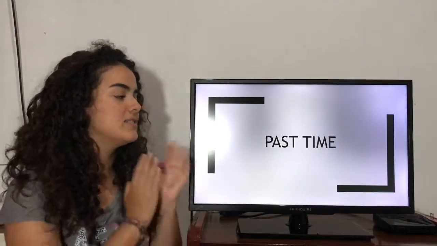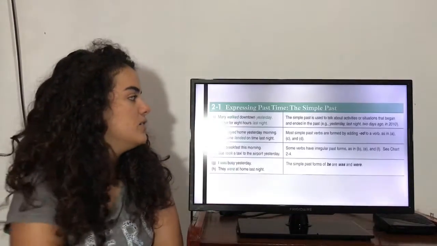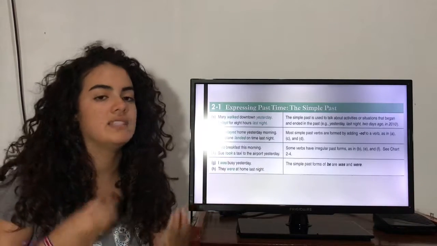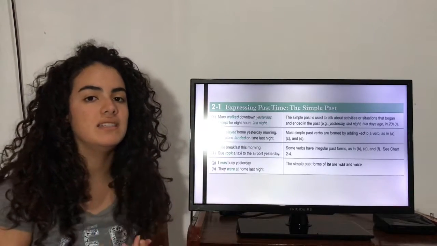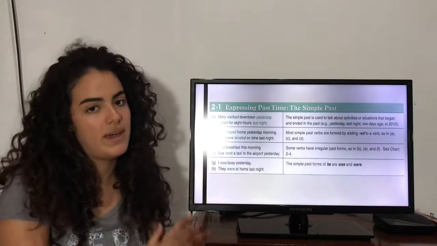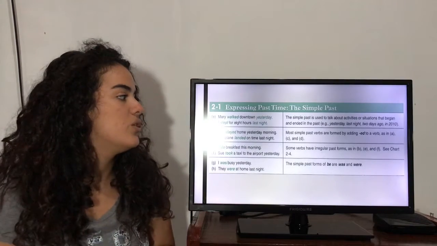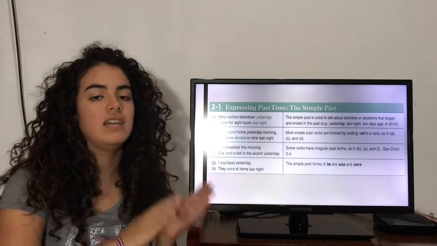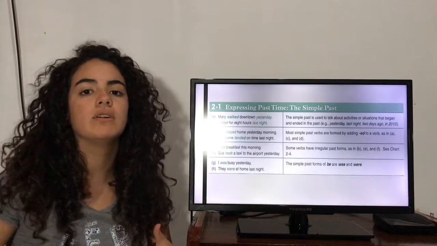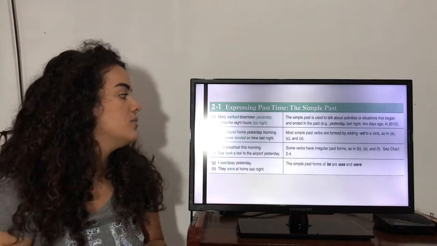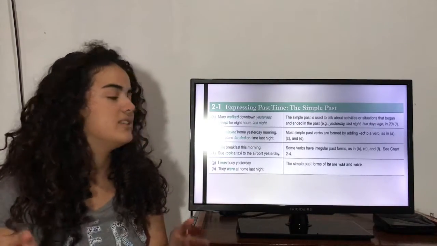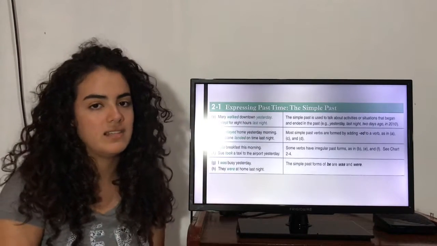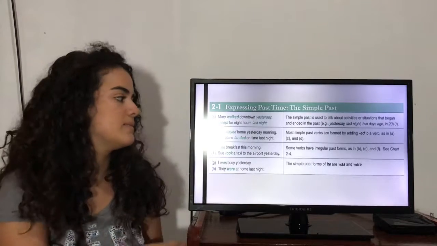Now our topic is past time. When we use past time, we are talking about activities that began and ended at some point in the past. So we can use yesterday, last night, two days ago. They started and ended. They are not going on. They're just in the past. So we can say Mary walked downtown yesterday, or I slept for 8 hours last night. Those are the past tenses.